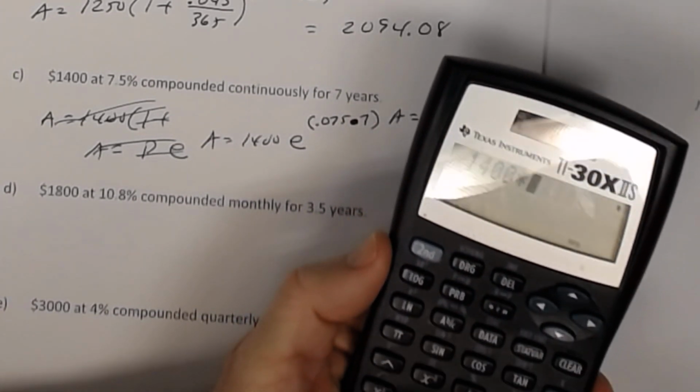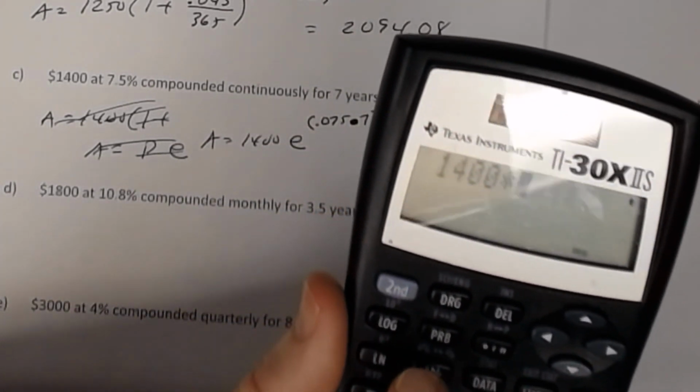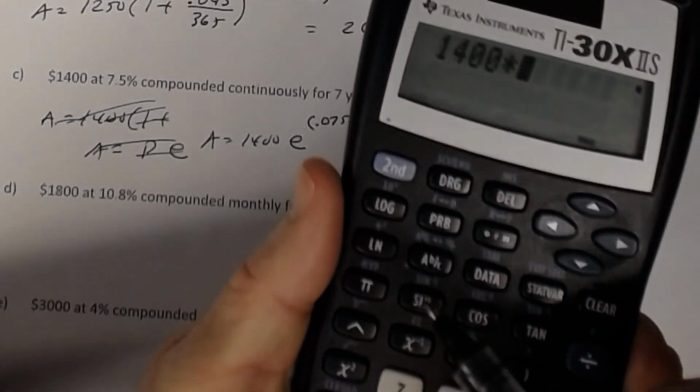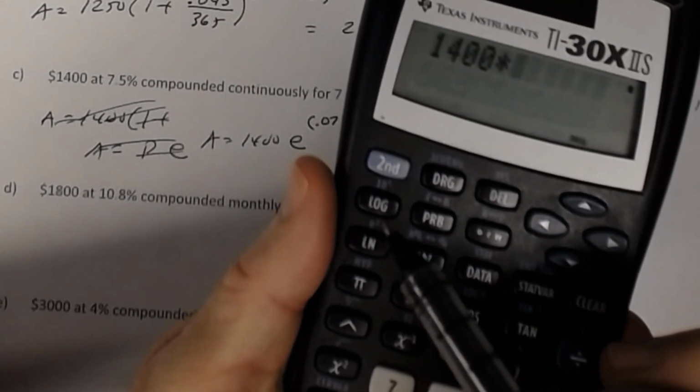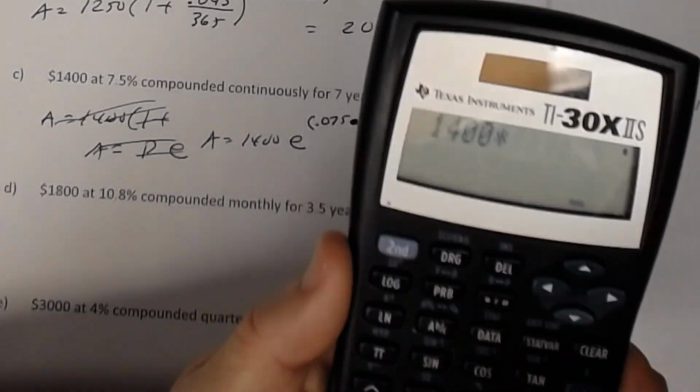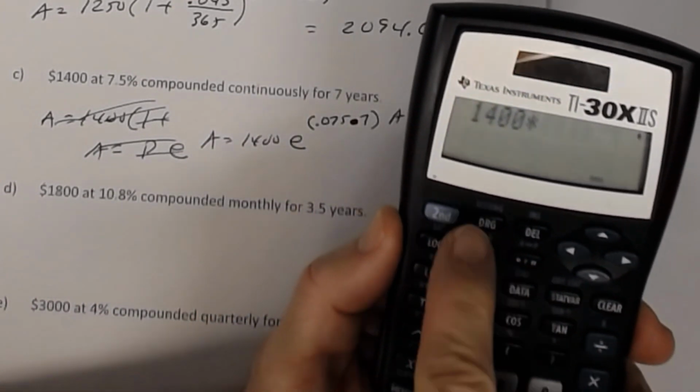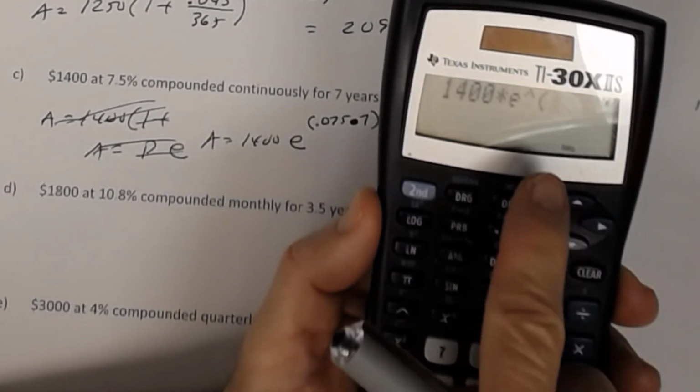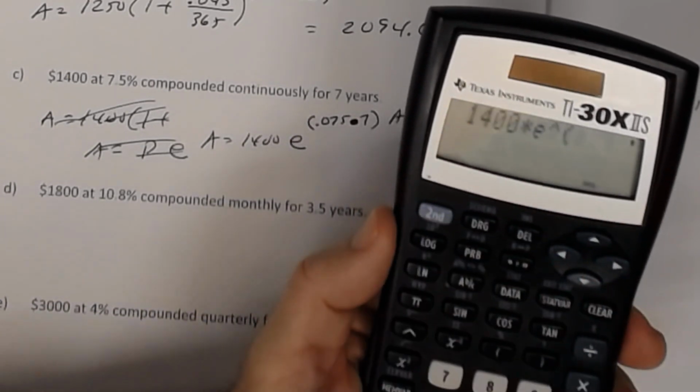times e. Now remember to get the e, you can't see it very well, but that's right above the ln button. See, it's blue right here. So remember we did second ln. So when I do that, watch, second ln, I get that e. Now it automatically puts parentheses for you.